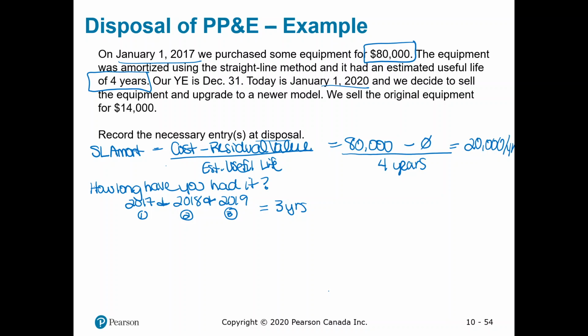So now we say, well, we've had it for 3 years, and each year we know we recorded $20,000 of amortization. So at this point, we've recorded $60,000. So that's where we're sitting at right now as at December 31st, 2019. We would have recorded that year. So we figured out where we're at.